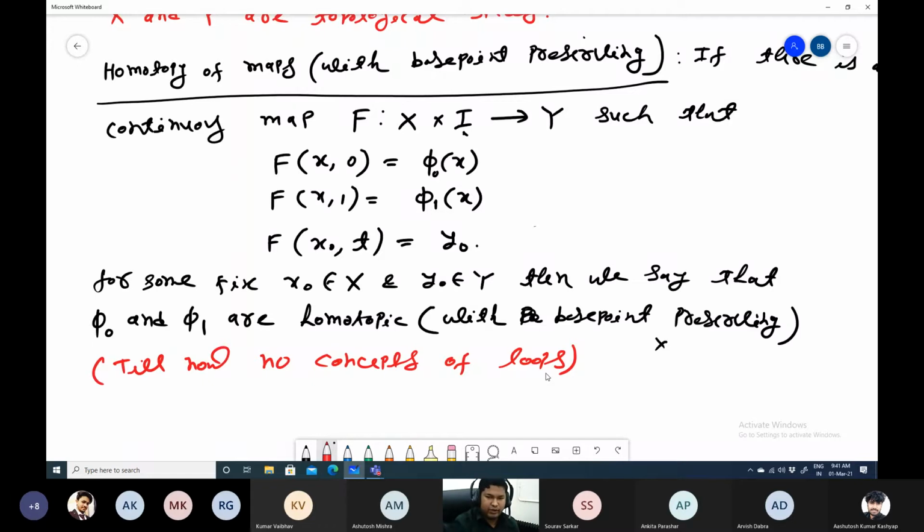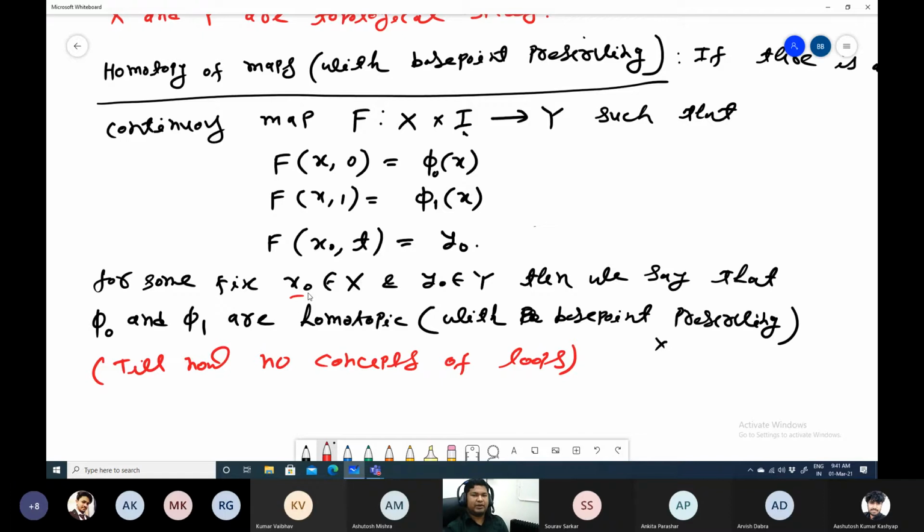But why are we calling x0 a base point? Because now we will consider a loop with base point x0. So that is the reason we are calling it base point preserving. So instead of a base point, you can have any bigger set as well. For example, if you remember the definition of deformation retraction, you actually have a homotopy of maps.